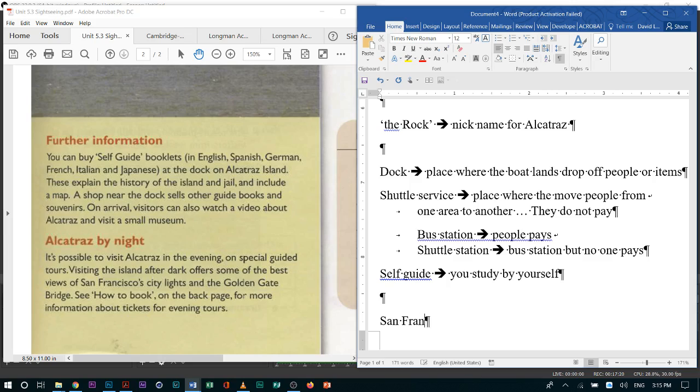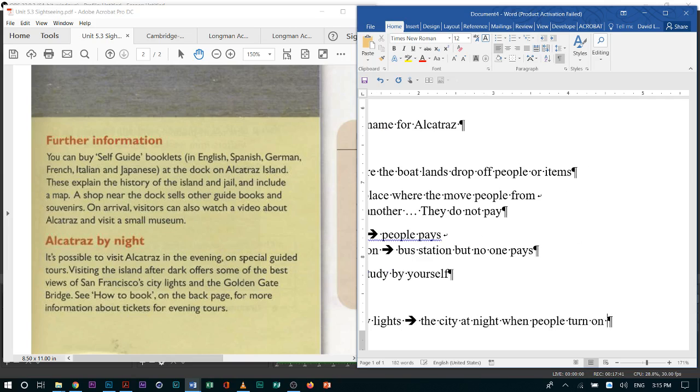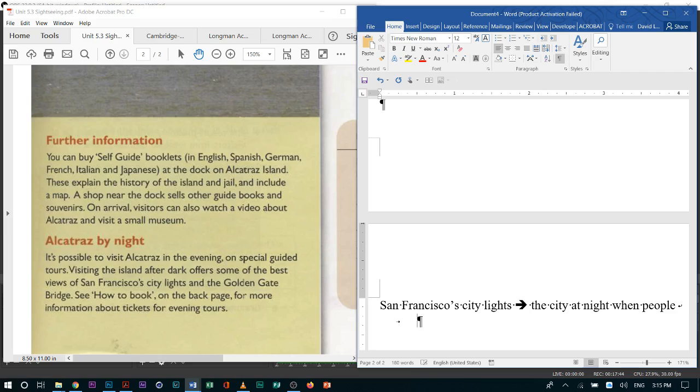San Francisco's city lights. This just means the city at night when people turn on their lights. That's what I mean by San Francisco city lights. So it's a city and it's at night and all the lights are turned on. Okay, so this is all for the reading.